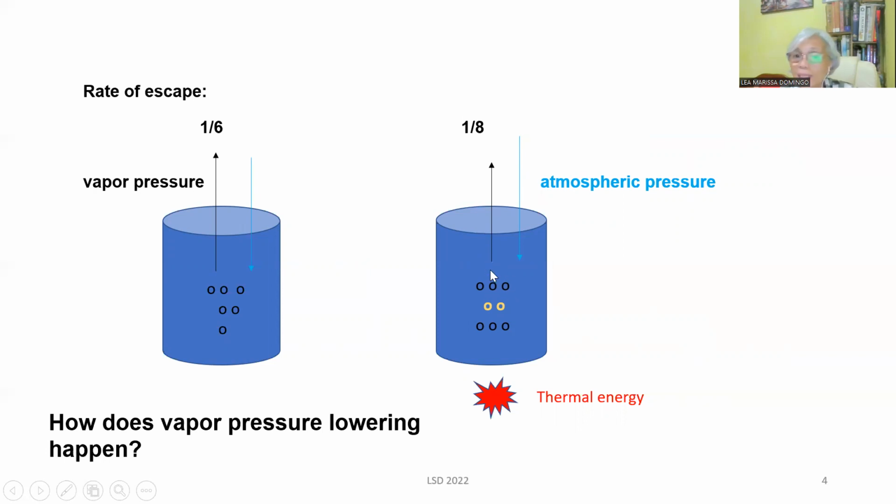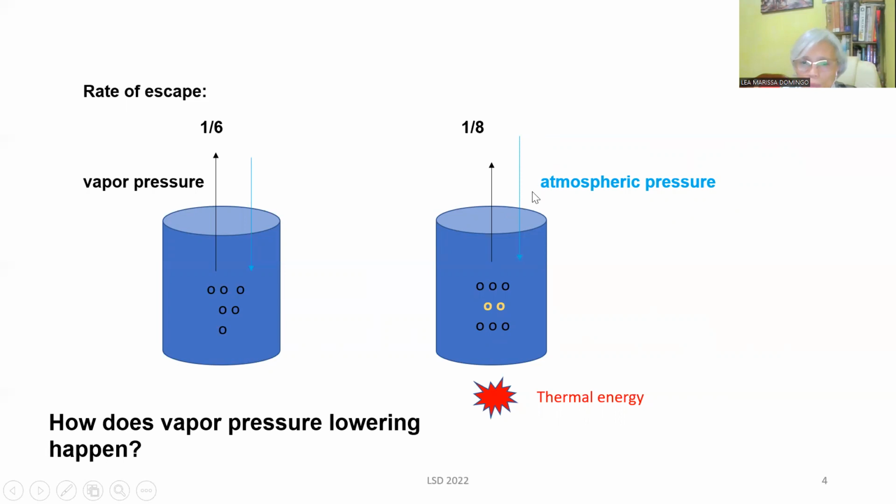Okay? Kahit hindi nabago yung number of solvent particles, but because of the additional solute particles, in this case sugar, we were able to clearly see how the vapor pressure lowering occurred.